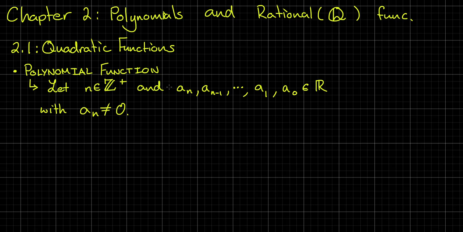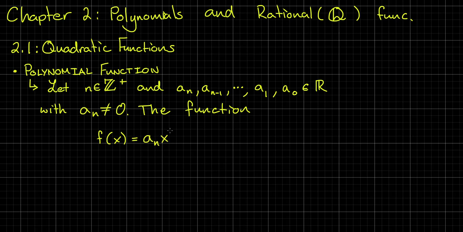N is a positive integer: 1, 2, 3, 4, 5, 6, 7, 8, 9, 10, 11. Don't care. A sub n all the way through a sub 0, they're just real numbers. 5, 2.6, 7, doesn't matter. They're just real numbers where this can't be 0. We have the function here, and I'm going to leave a very specific cliffhanger. The function, and I'm going to censor this, f of x equals, what's the first number that showed up in our reals? A sub what? N. That's going to be our first coefficient.